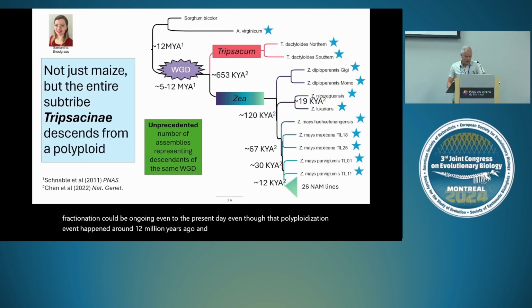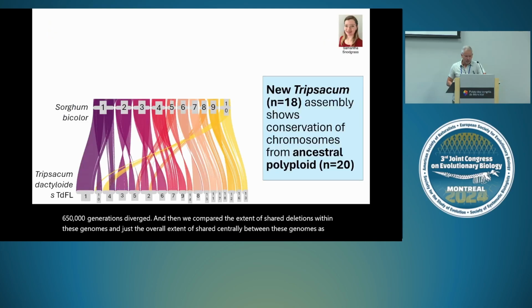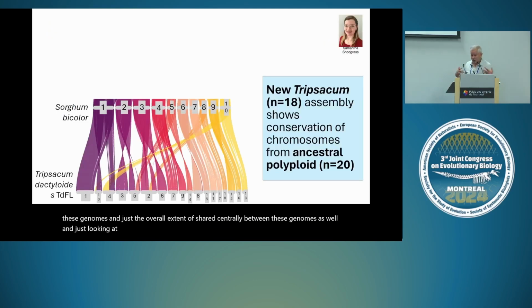And so my student Sam Snodgrass took a wider look at this fractionation process. So we assembled genomes of all of the wild relative species within the genus Zea, and then also individuals from the Tripsacum genus, which is a sister genus to Zea. It's about 650,000 generations diverged. And then we compared the extent of shared deletions within these genomes and just the overall extent of shared synteny between these genomes as well. And just looking at that really large-scale synteny, we already started to see some really interesting trends.